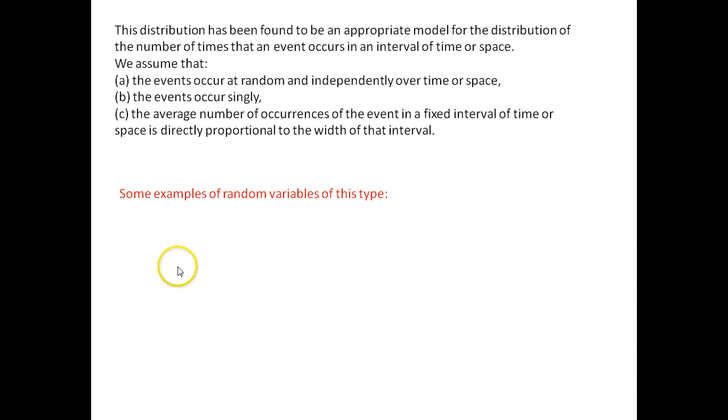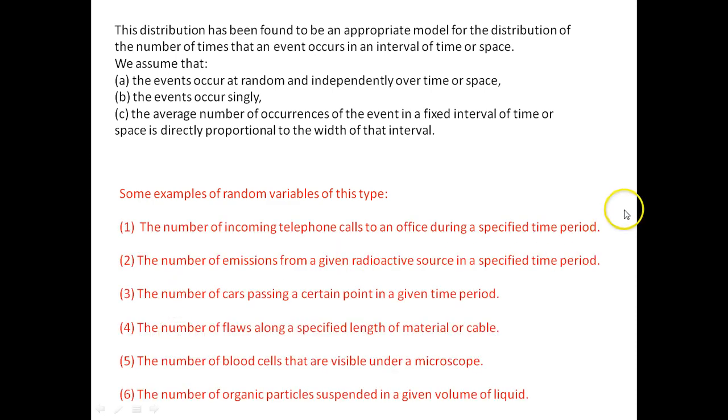Some examples of such random variables are the number of incoming calls to an office during a specified time period, the number of emissions from a radioactive source in a given time period, the number of cars passing a certain point, the number of flaws along a specified length of material or cable, the number of blood vessels that are visible under a microscope, the number of organic particles suspended in a given volume of liquid, and so on.